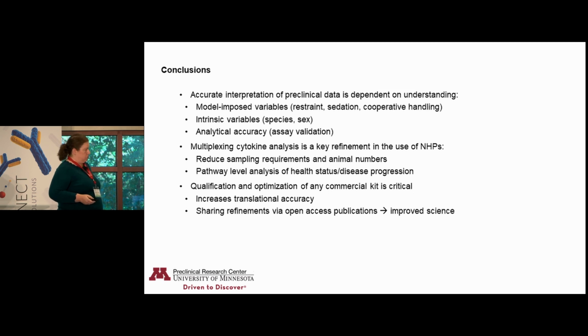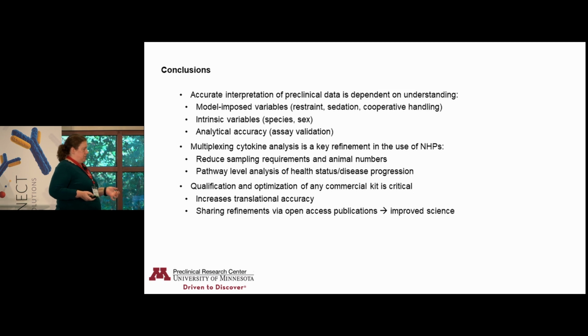So in conclusion, accurate interpretation of preclinical data is dependent on understanding your model-imposed variables, such as restraint you're using, sedation, cooperative handling, anything like that. The intrinsic variables of your model, species, sex, these are things we can't control, but we just have to account for. And your analytical accuracy: do you fully understand how the assay performs in your model and in your hands, and how that might affect any of your measurements and outcomes?